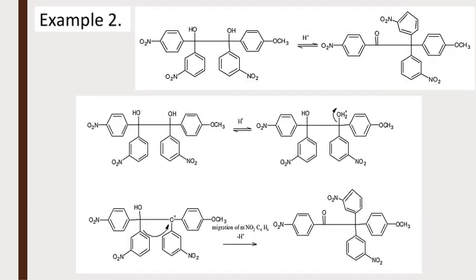Here is the second example. Here both are electron-withdrawing groups, but the position differs: here the nitro is in the para position, whereas here the nitro on the benzene ring is in the meta position. So which one is more preferred, para or meta? We know that the meta position will be more preferred when compared to the para position of an electron-withdrawing group. That's why the meta-nitro-containing group is the major product.